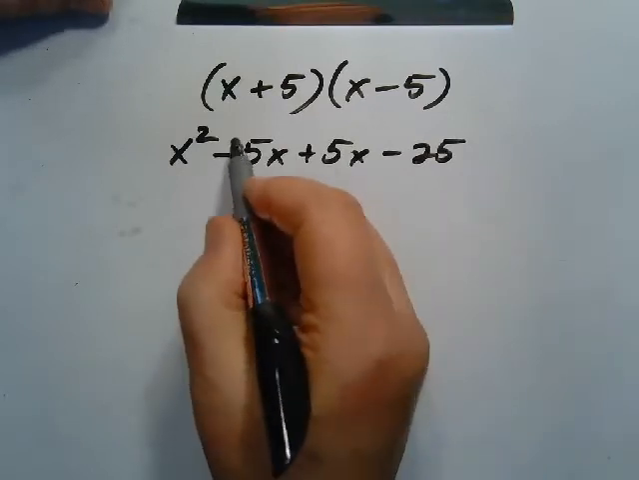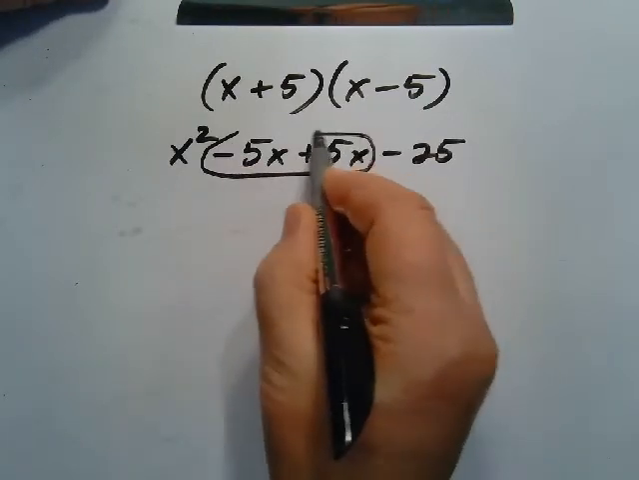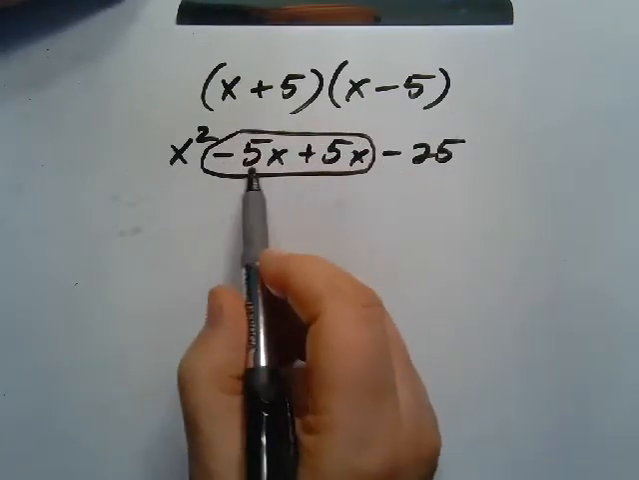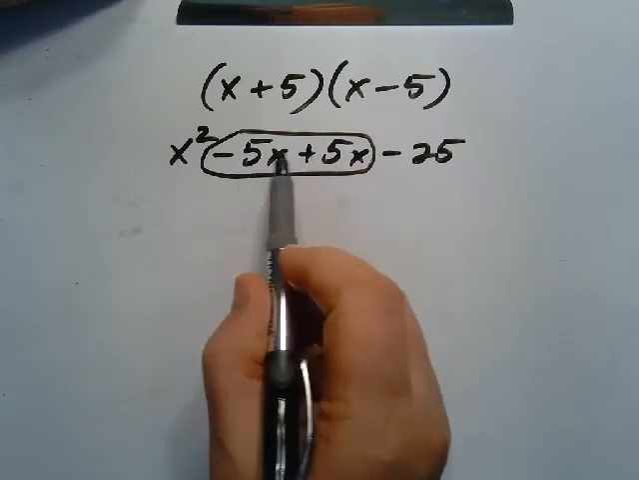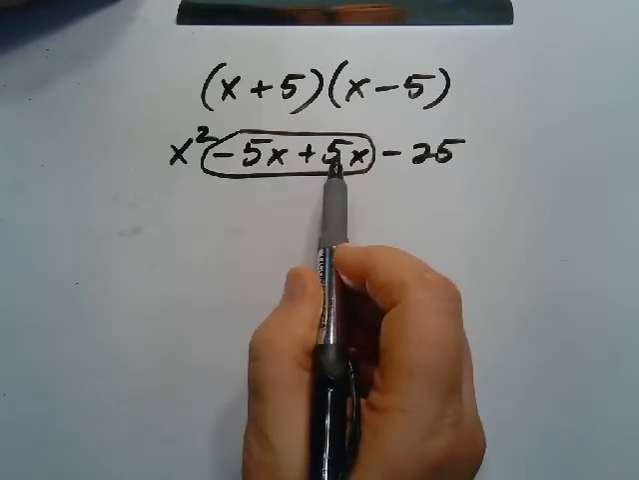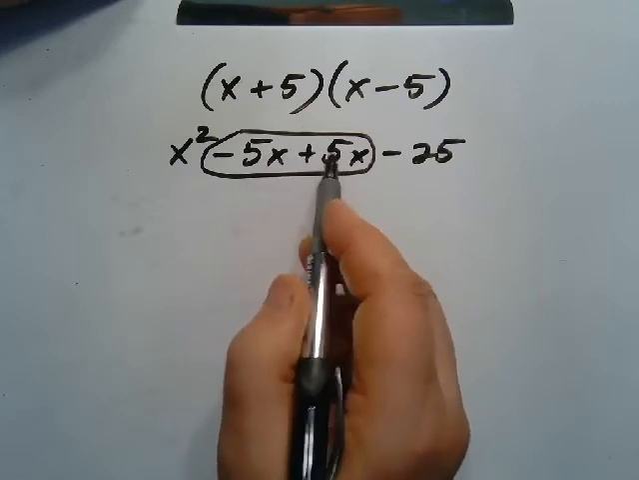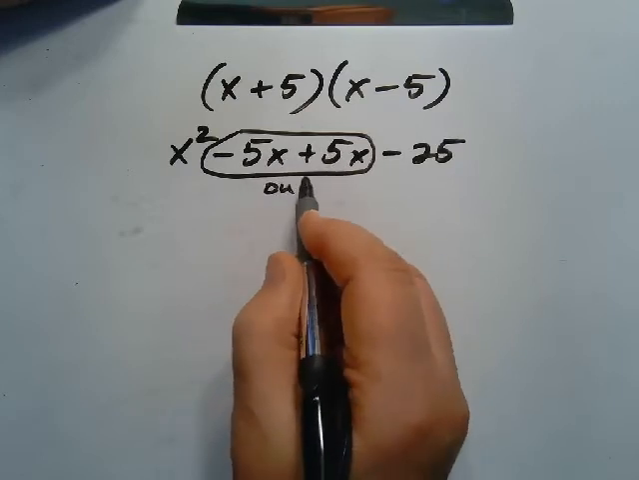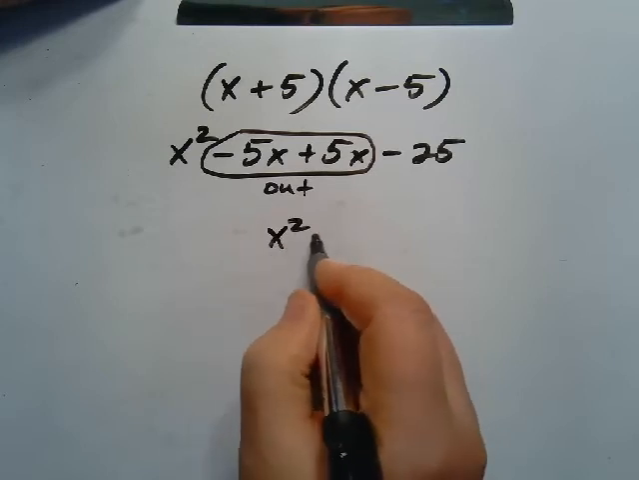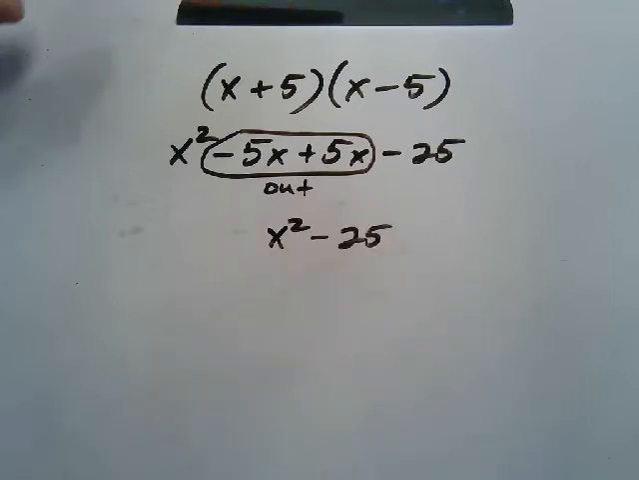There you go. Now as always, we go ahead and combine the middle terms. But look what's going to happen here. These two terms in the middle are opposite signs, and they go out. It's 0x, or just 0. There's nothing there. These are out. So we end up with x squared minus 25.